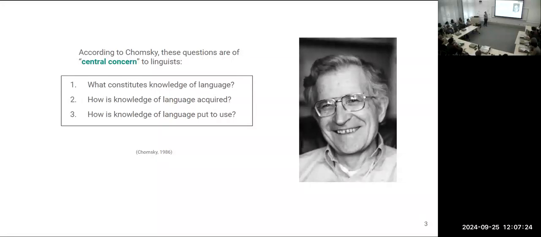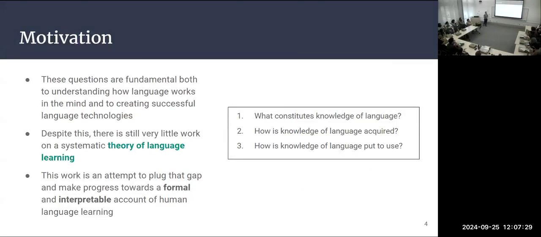And then how is this knowledge of language put to use? So all of these questions kind of get at what's going on in the mind when we know a language. So it's very fundamental to understanding how language is represented in the mind and how it gets there. But answering these questions well and successfully also will give us a lot of avenues towards creating successful language technologies. Since humans do this amazingly complicated task, if we can understand better how we do it, it will also help us in the development of any type of language technology.